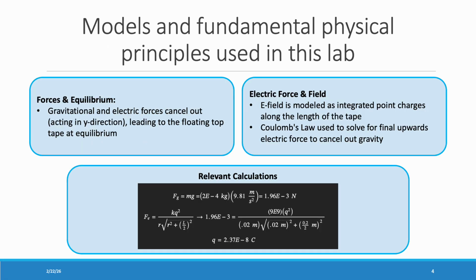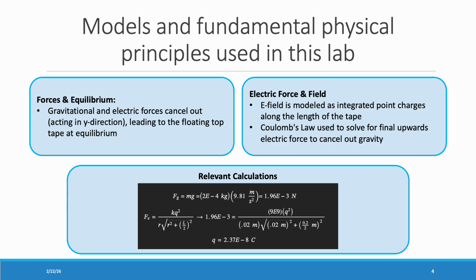Some relevant physical principles used in this lab relate to forces and equilibrium. The gravitational and electric forces are expected to cancel out because the floating top tape was at equilibrium, meaning that all the forces cancel out in the y direction. And then more specifically, the electric force and field. The E field was modeled as integrated point charges along the entire length of the tape. Coulomb's law was used to solve for the final upwards electric force to cancel out the gravity.